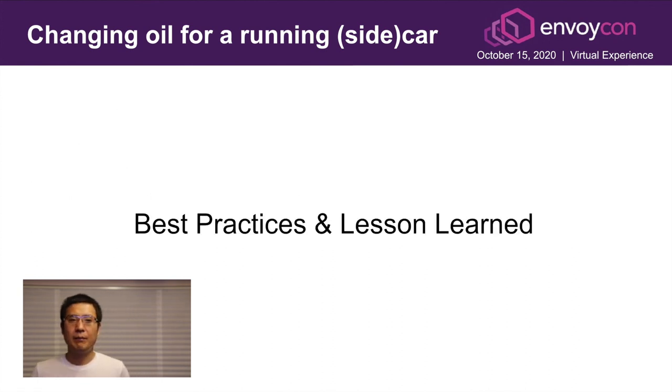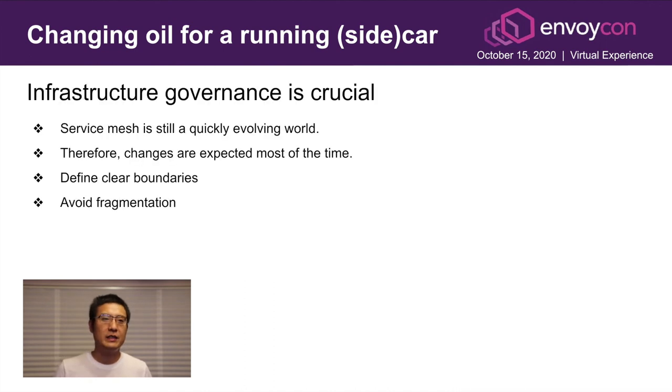So last, some best practices and some lessons we learned. First, infrastructure governance is crucial. This is very important for our success. Let's admit today, service mesh is still a quickly evolving world. Therefore, changes are expected most of the time.